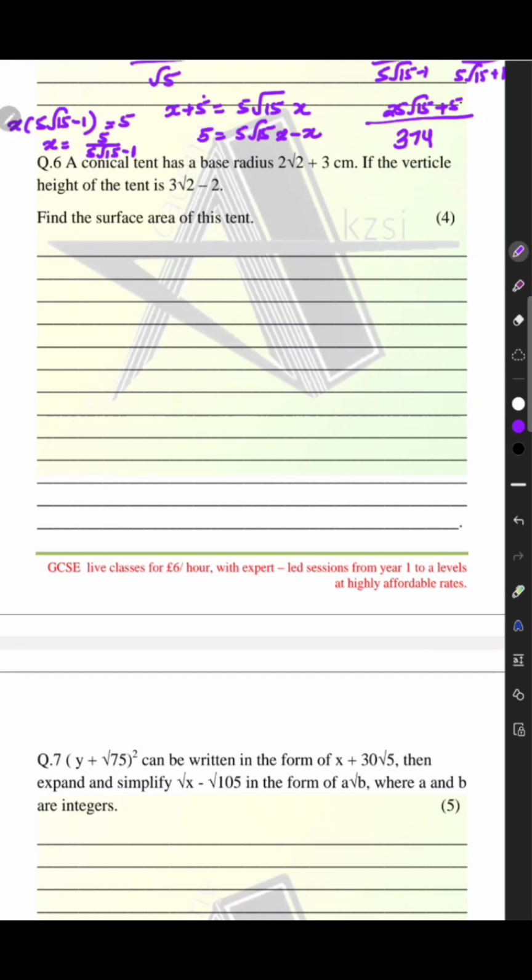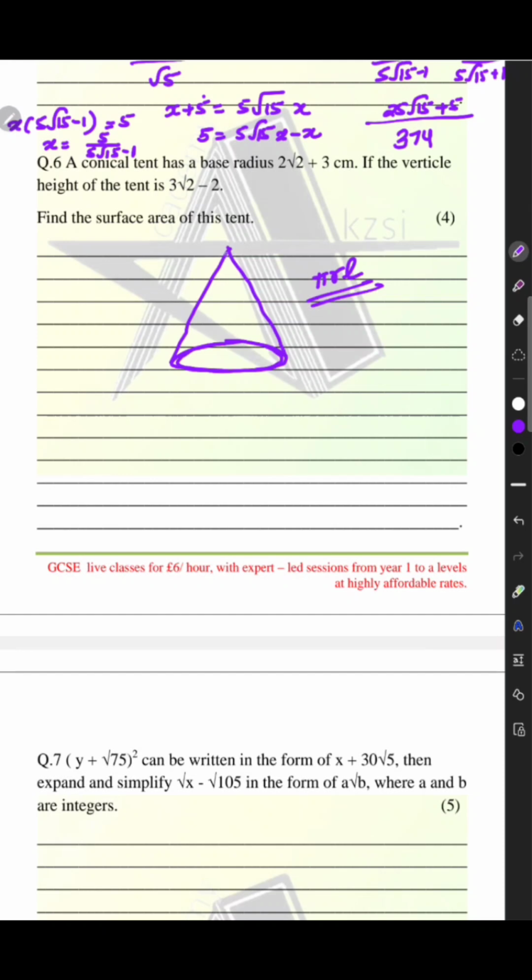Question 6 says a conical tent has a base radius of 2 root 2 plus 3. If the vertical height of the tent is 3 root 2 minus 2, find the surface area of the tent. Obviously, if we are talking about this tent, the base should be open, right? The tent is only this curved part. There is no base circle in this case. So, in that case, we have to find pi RL only, this one.